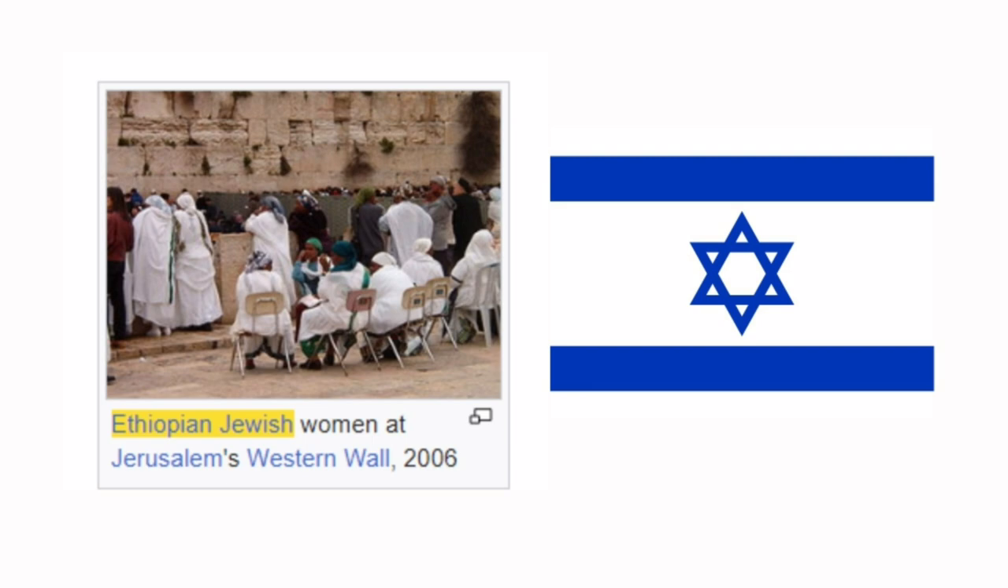And also, components that make up the State of Israel are the Ethiopian Jews, as shown in this picture of Ethiopian Jewish women at the Jerusalem Western Wall. This picture is from 2006.